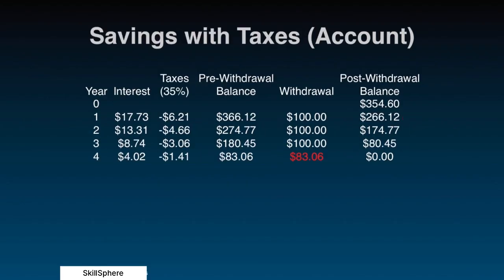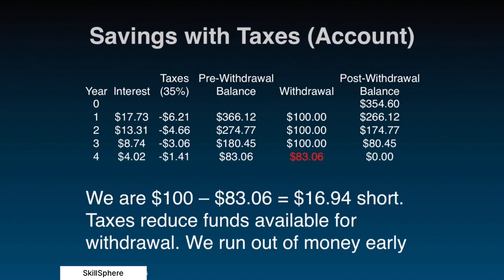Now, if we continue that process, we'll get down to 0, but only because in the last year we can only pull out $83.06. That's all we have left in that last year. Okay. All right. So on net, we're $16.94 short. The taxes are reducing the funds available for withdrawal. We're running out of money early.